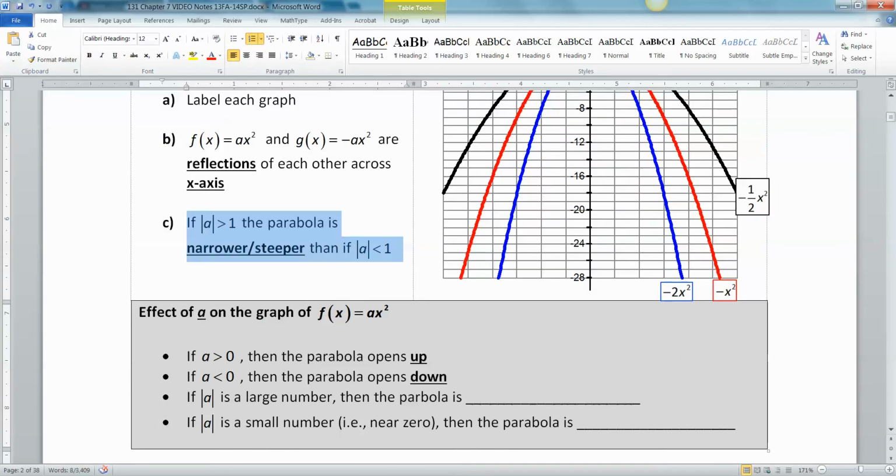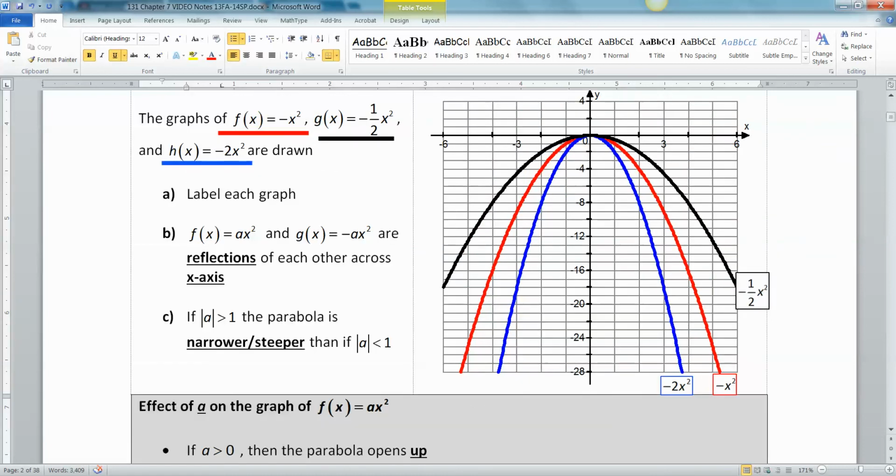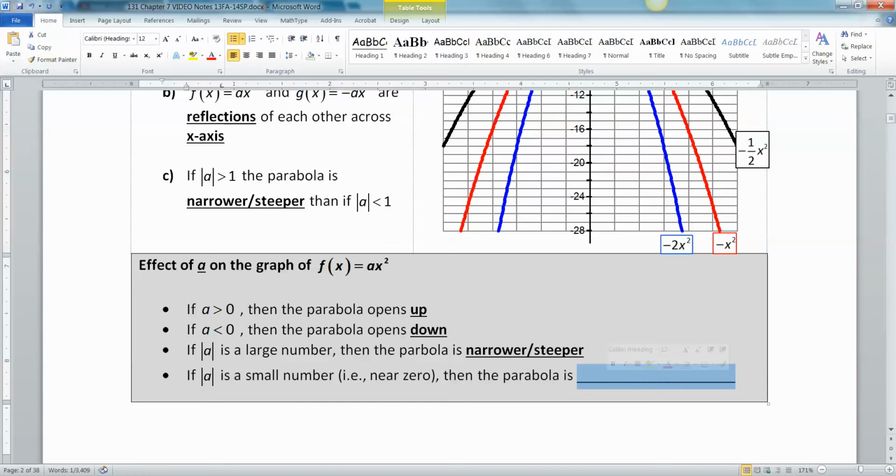Now, the last two bits are getting at what we were just talking about. If A is a large number, the absolute value of A, because negative just means it faces downward, but this property still holds. So look at this blue graph, for example. It was -2, but the absolute value of it is 2, which is a large number. Then the parabola is narrow, steep. If the absolute value of A is a small number, like the black one here, which is 1/2, then the absolute value is 1/2, and that's not very steep at all. It's very wide, a shallow parabola.